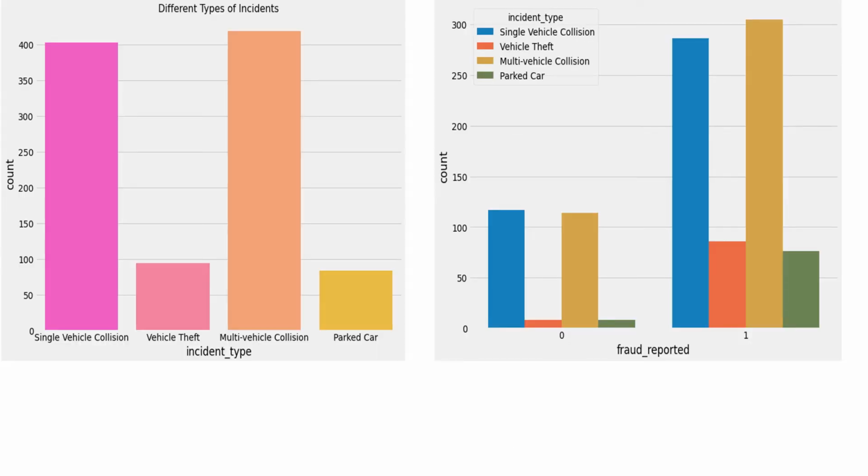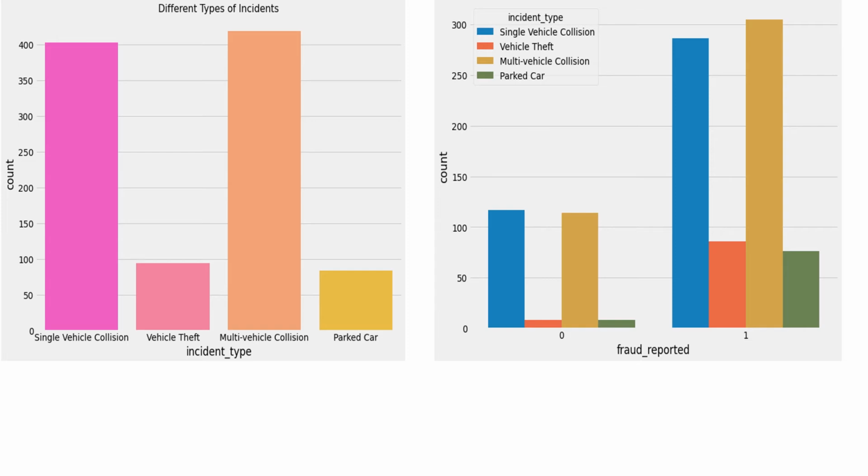Here we have two graphs. The first one is the different types of incidents. Basically, I was just trying to know which types of accident have more claims. The four types of incidents we have: the first one is single vehicle collision, the second one is vehicle theft, the third one is multi vehicle collision, and the last one is parked car.